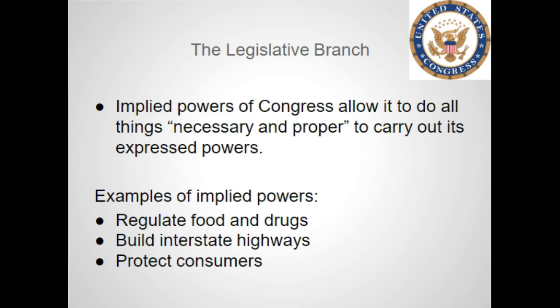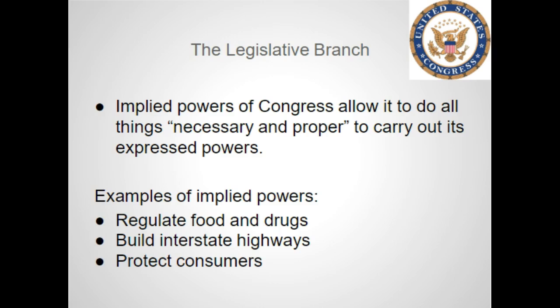So they can regulate food and drugs, meaning that they can approve new drugs that are on the market, or take drugs that are dangerous off the market, or declare drugs are legal. Some drugs are legal, some drugs are illegal. Alcohol is legal, marijuana is illegal federally. This is being recorded in 2018. That may change in a few years.